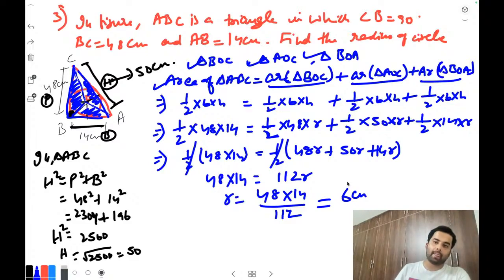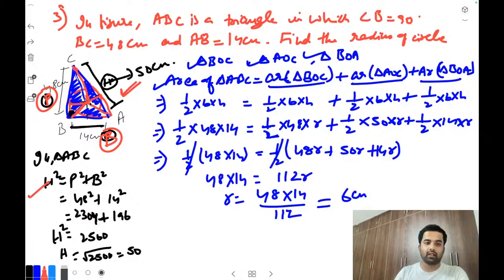That's all. See what was the process. First what we did, we had this P value, we had this B value, and we got to know the H by the help of Pythagoras theorem. Now how to figure out the radius?